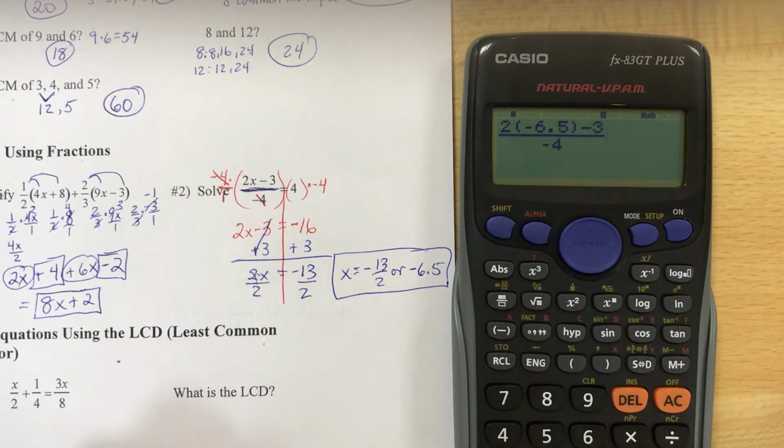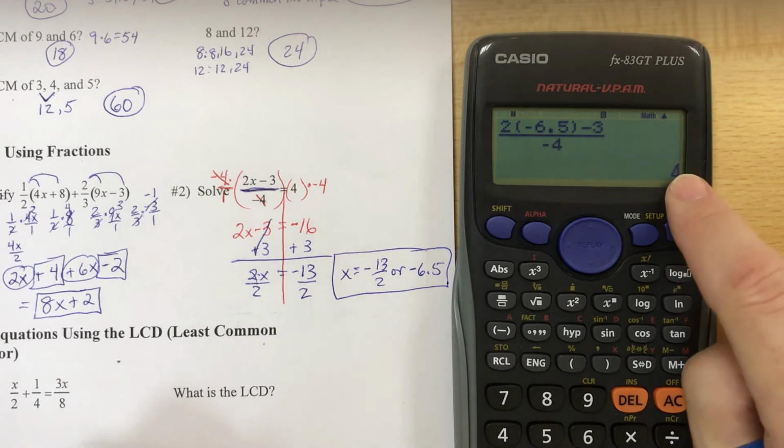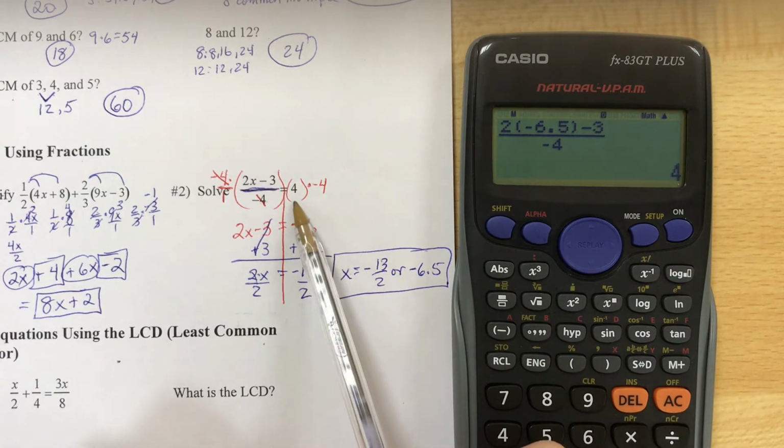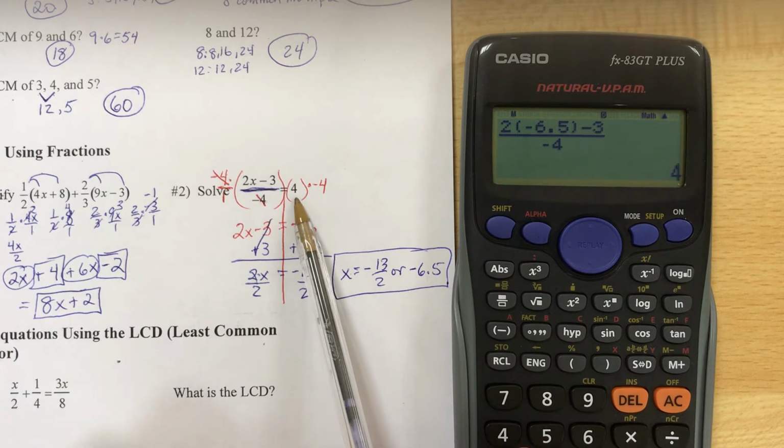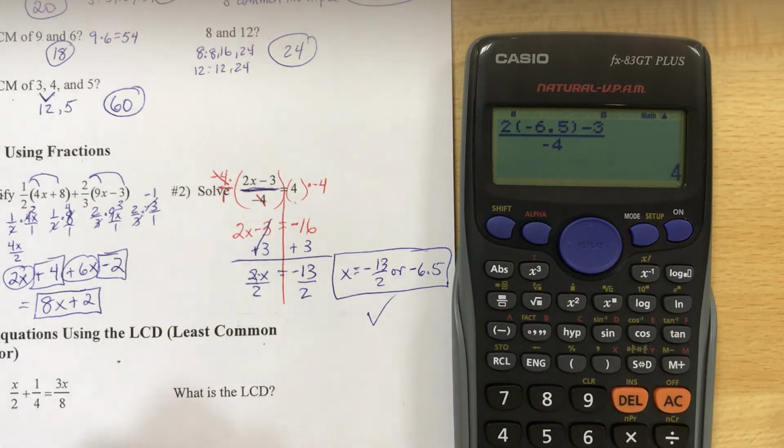Now that value, that's the left side, is positive 4. And on the right side here, the original problem was positive 4. So that's how we know that we're good. That's the check. So we know that that's correct.